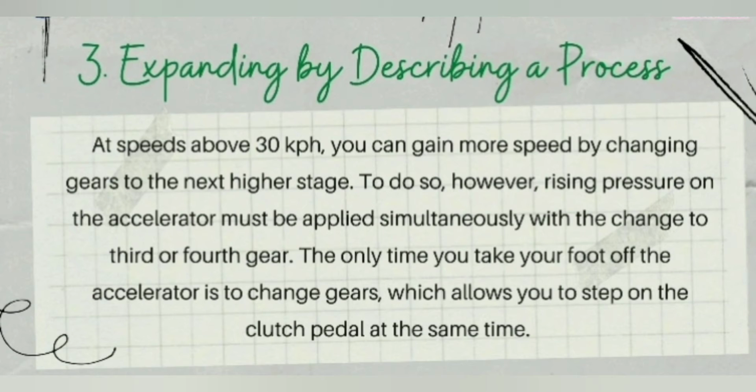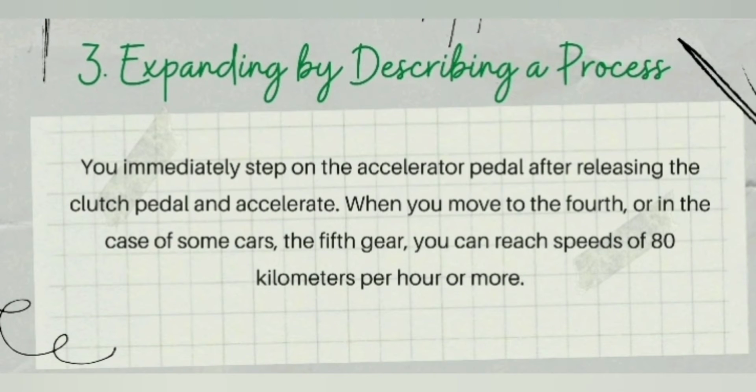To do so, however, rising pressure on the accelerator must be applied simultaneously with a change to third or fourth gear. The only time you take your foot off the accelerator is to change gears, which allows you to step on the clutch pedal at the same time. You immediately step on the accelerator pedal after releasing the clutch pedal and accelerate. When you move to the fourth, or in the case of some cars, the fifth gear, you can reach speeds of 80 kilometers per hour or more.